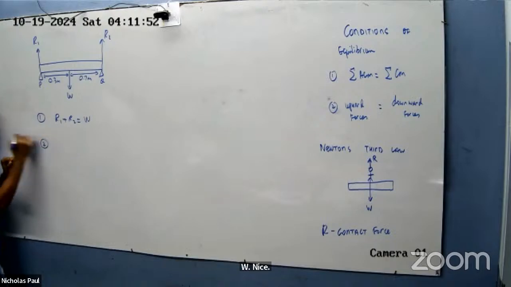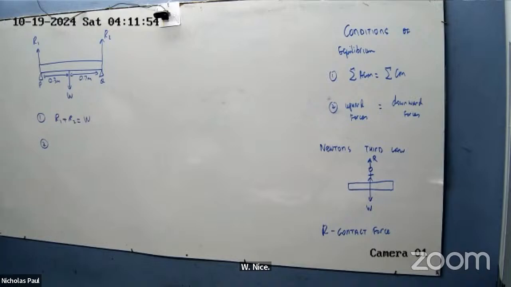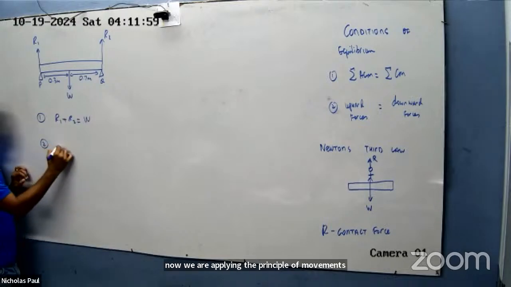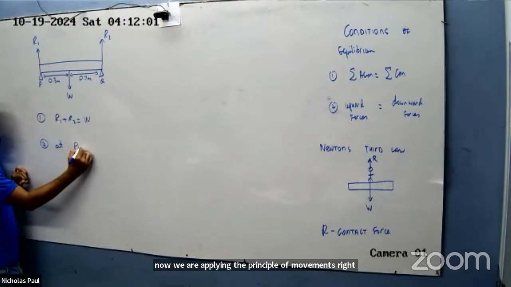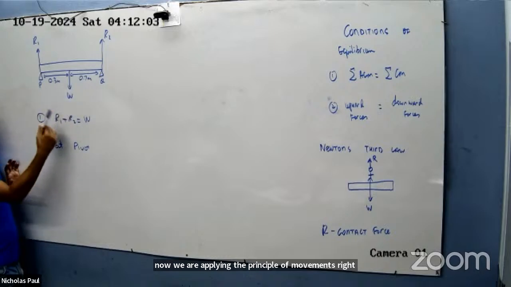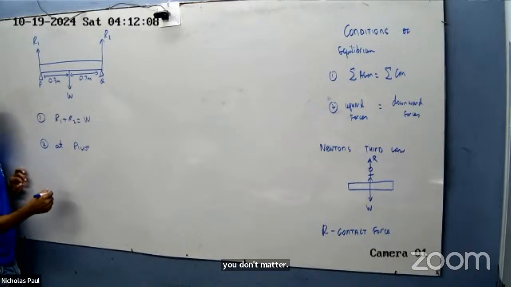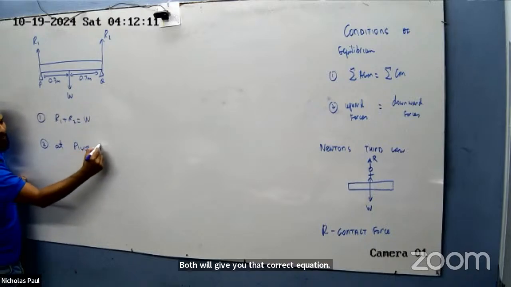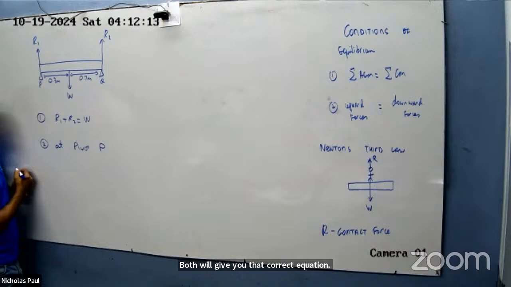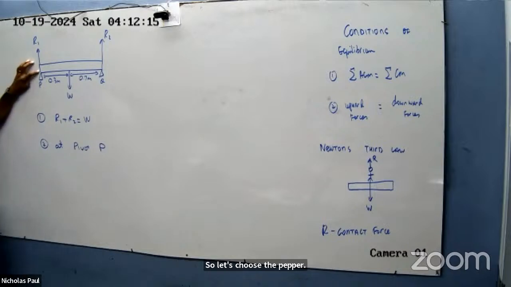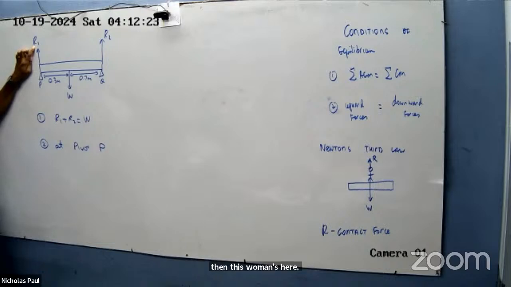Now we apply the principle of moments, where you want to choose the pivot. Either one, it doesn't matter. You can choose it here or here. Both will give you a correct equation. So let's choose the pivot at P. If I choose the pivot at P, then this moment here becomes 0, right?